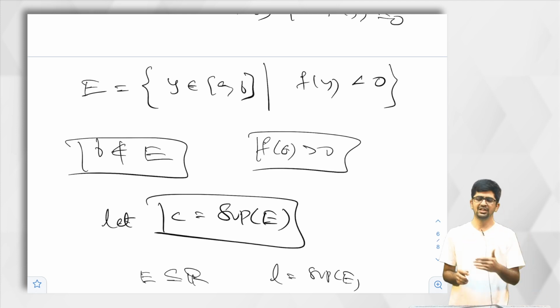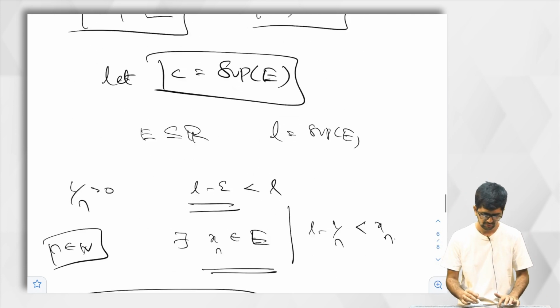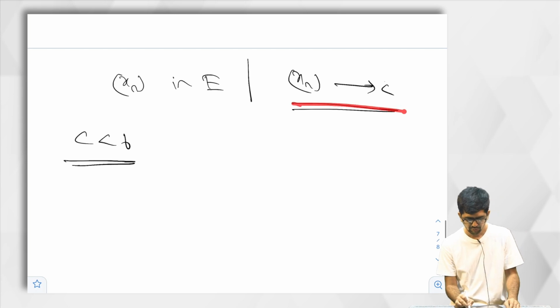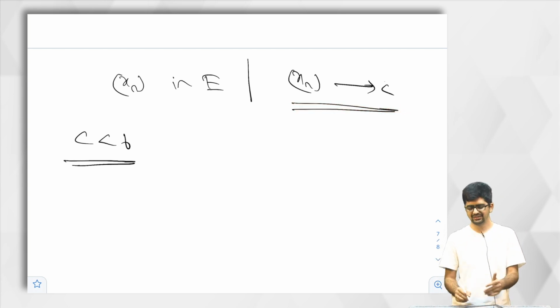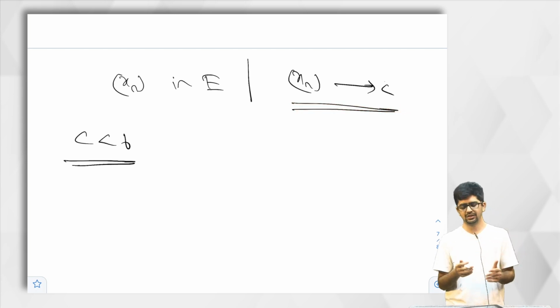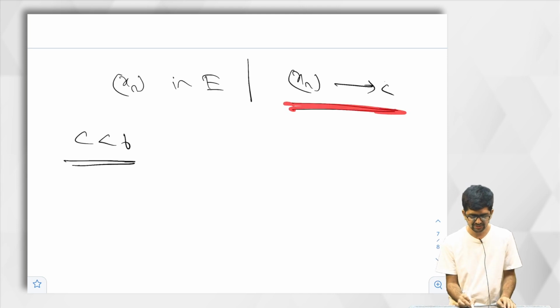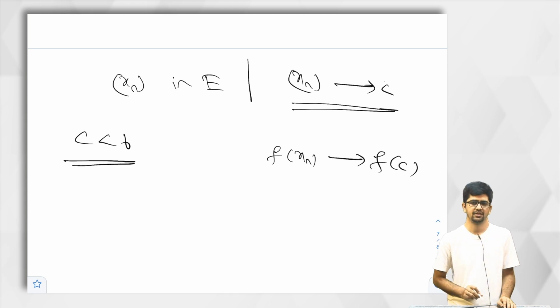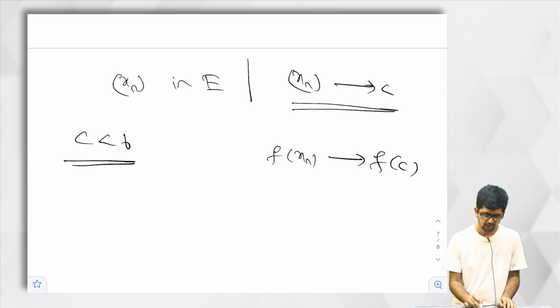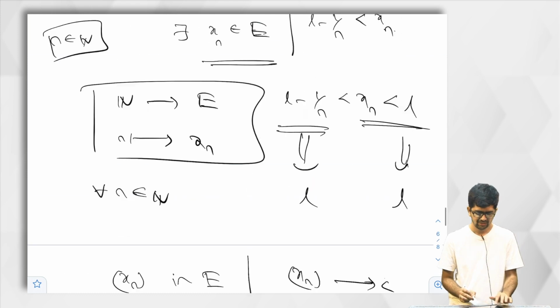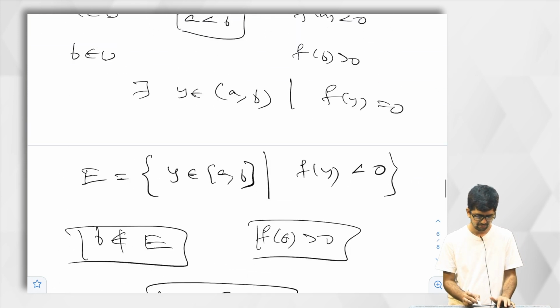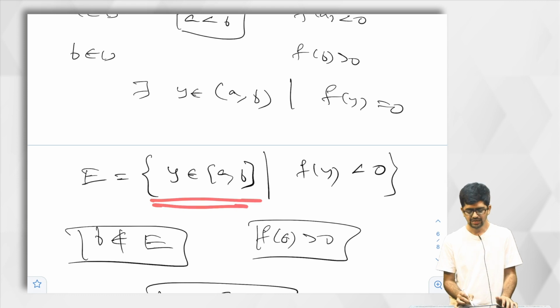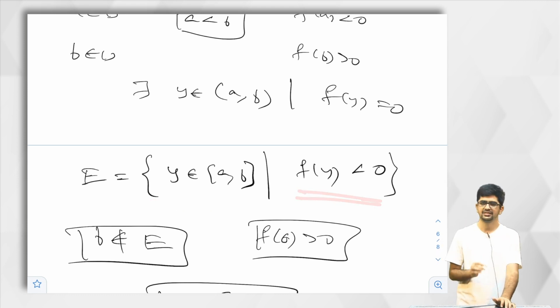So, c is less than b. So, f is defined on c also. So, this sequence, whatever you have, one can apply the continuity description for this sequence and get the following: f of x n converges to f of c. Now, because x n is an element of E, f of x n is negative.